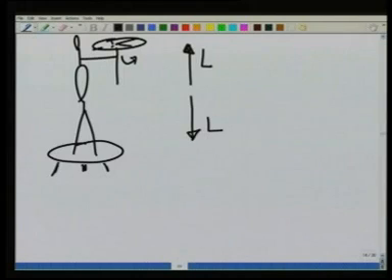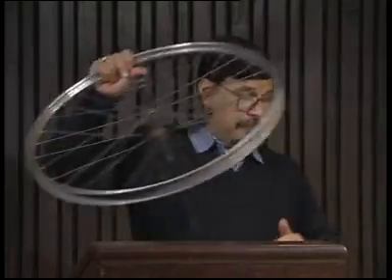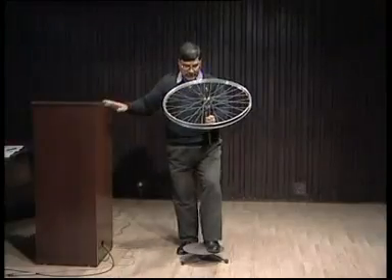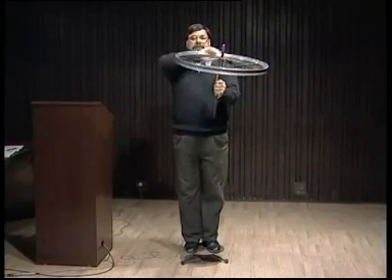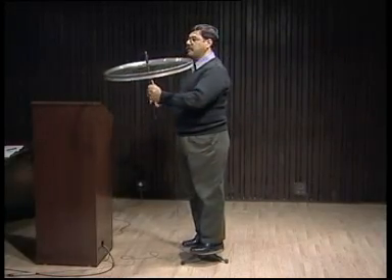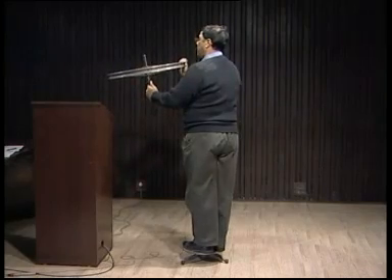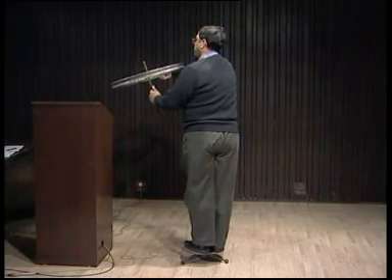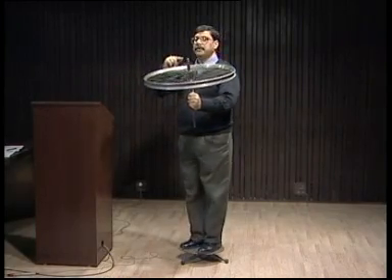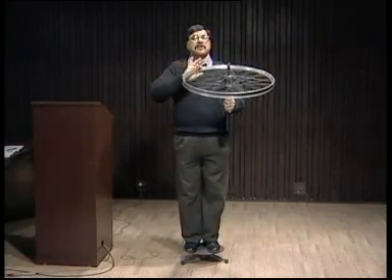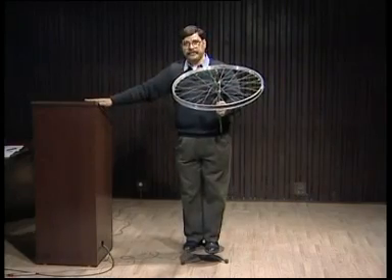Let me show it to you again. I took this wheel, I stood on the platform, 0 angular momentum. As soon as I give it a rotation in this direction, I start moving the other way. As soon as I stop it, I also stop. I'll rotate it the other way, and then I start rotating the other way. This is a manifestation of the conservation of angular momentum.